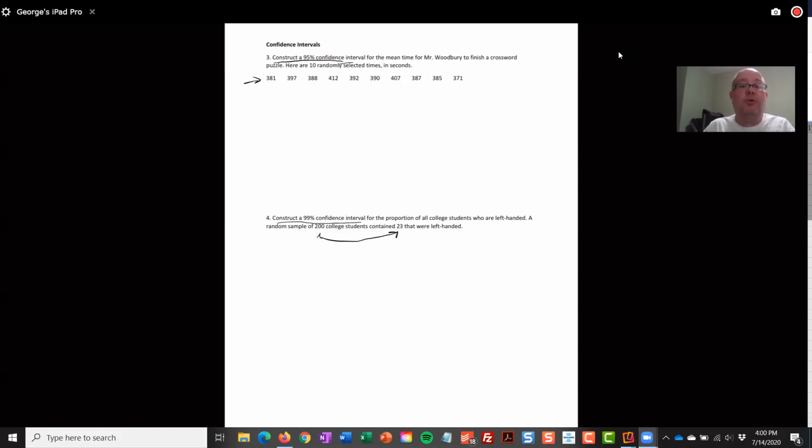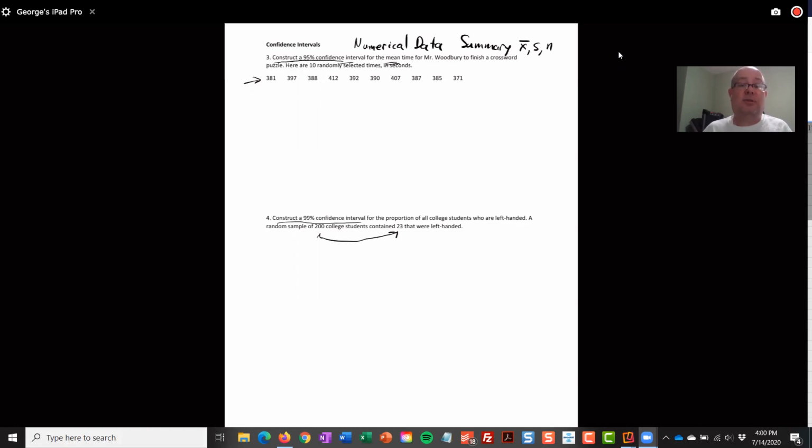Is this for a proportion or a mean? Now in the first one, it says that it's for the mean time, but also take a look at the data that we have. We have a set of numerical data again associated with means. You'll either have a set of numerical data or a summary of that. And by summary, I mean sample mean, standard deviation, and size. Either of those can show up.